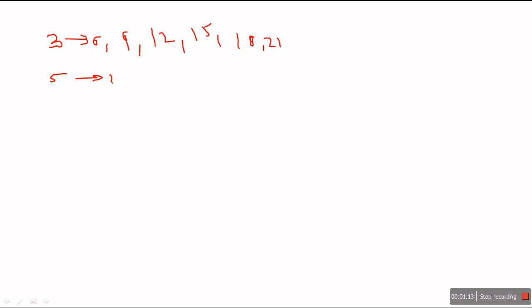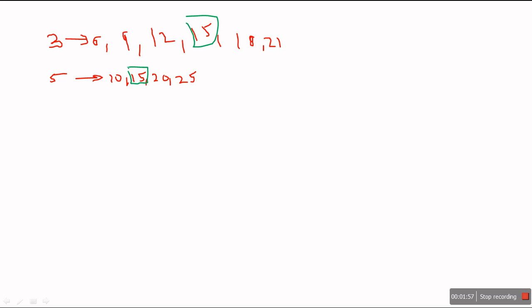What are the multiples? 10, 15, 20, 25. So multiples come with skip counting. We skip the numbers starting from the same number and skipping by the same number. So whatever numbers come are the multiples of the given number. But what you can see here, 15 is a multiple of 3 as well as a multiple of 5.